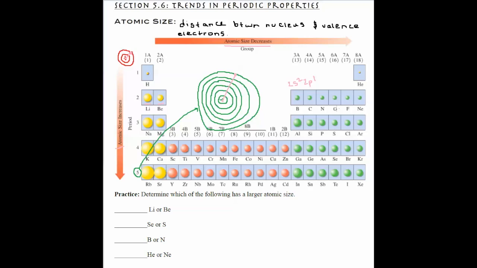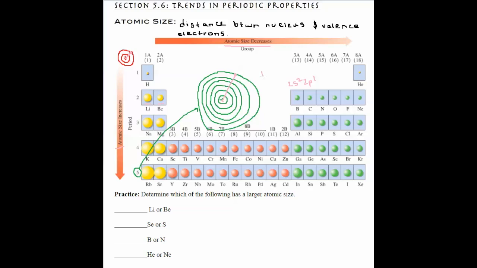However, what's also happening as you move across a row is that the number of protons also increases. So the increase in number of protons as you become more and more positive, you got 3 here, 4 here, 5, 6, 7, 8, 9, 10, that overwhelms the increase in electrons.